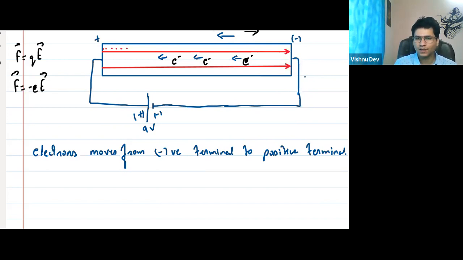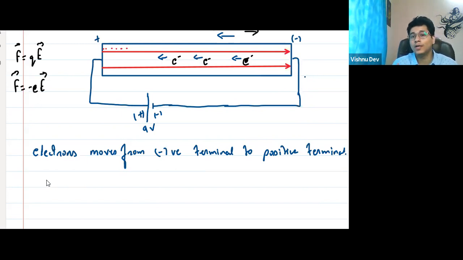Okay, clear? Yes or no? Raise your hand. यहाँ तक समझ में आ रहा है? This is clear, right? Yes, and this is called electronic current.